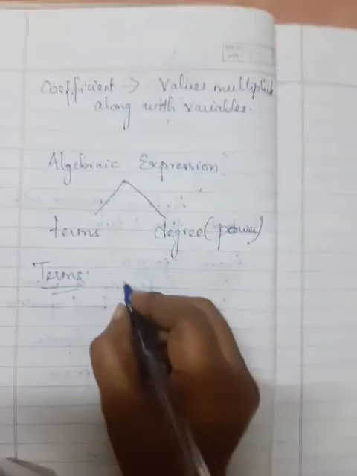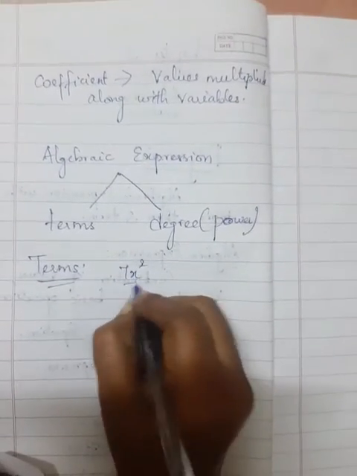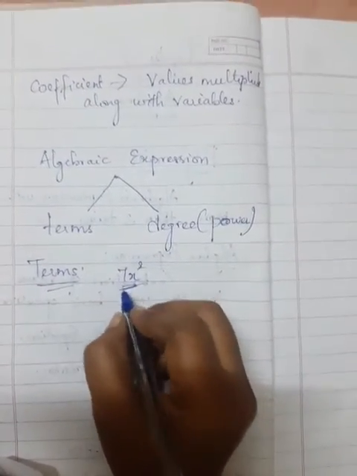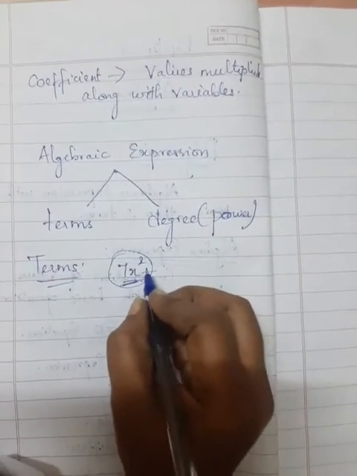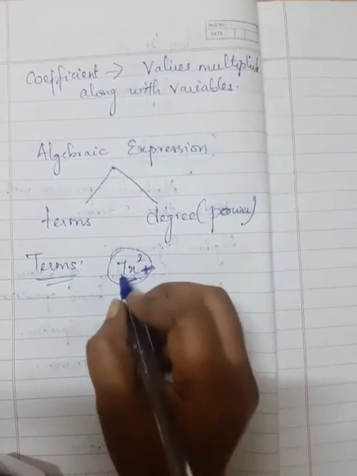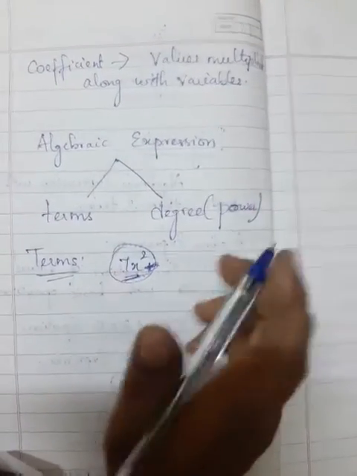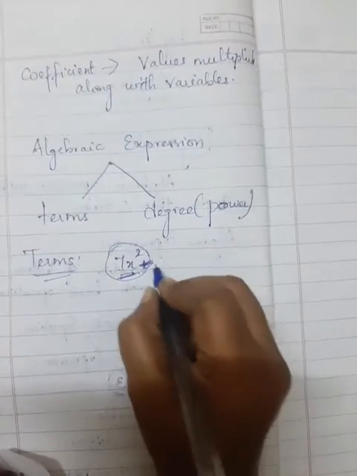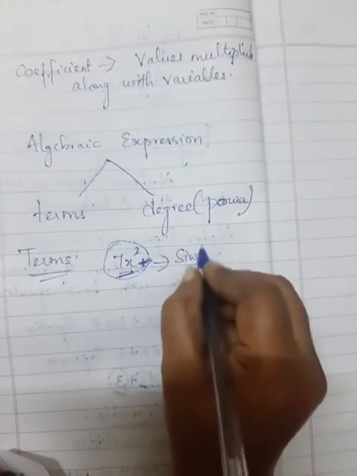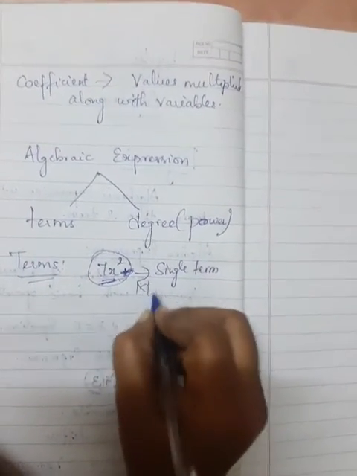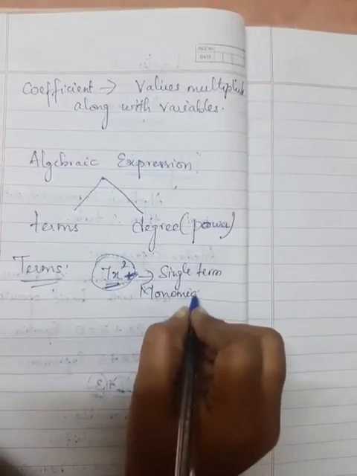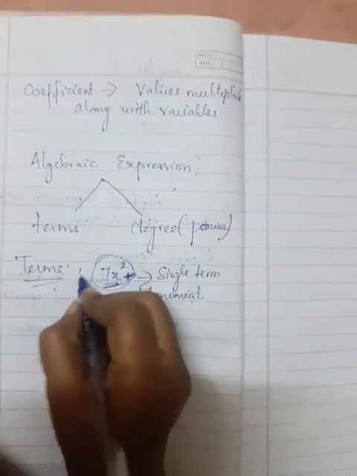If I write 7 into x square, this is an algebraic expression. Okay, this algebraic expression has only one term. It doesn't have any plus here, it doesn't have any minus along with this. Only one term, 7 into x square, that's all. So 7x square is just a single term we have here. Then we say this as monomial. Okay, the algebraic expression which has a single term, we call this as monomial. Okay, then if I have, this is the first one.